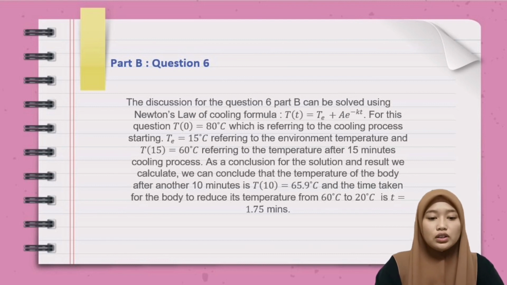As a conclusion for the solution and result we calculated, we can conclude that the temperature of the body after another 10 minutes is T10 equal to 65.9 degrees Celsius, and the time taken for the body to reduce its temperature from 60 degrees Celsius to 20 degrees Celsius is T equal to 1.05 minutes.